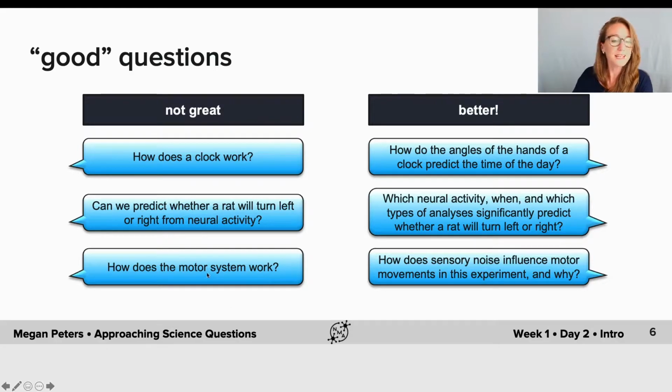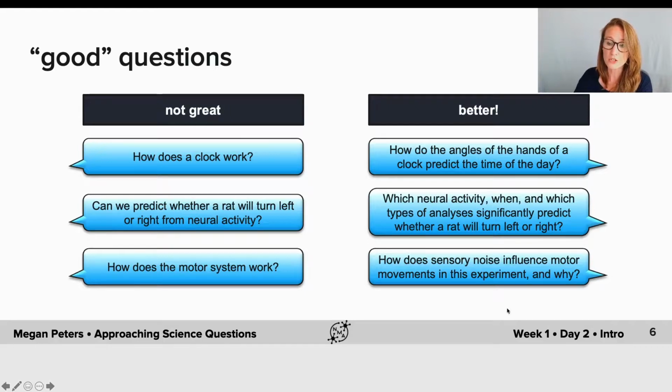And finally, here's another not so great question. How does the motor system work? Again, this is really just not precise enough. Do we care about peripheral or central nervous system? Do we care about muscles or motor commands? Which areas of the brain do you want to look at and why? So all of these follow-up questions show that this question is really very imprecise.